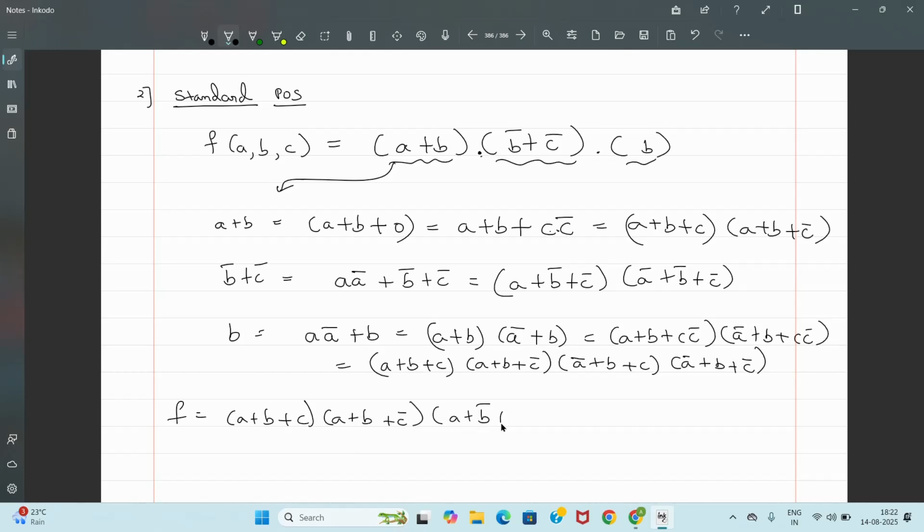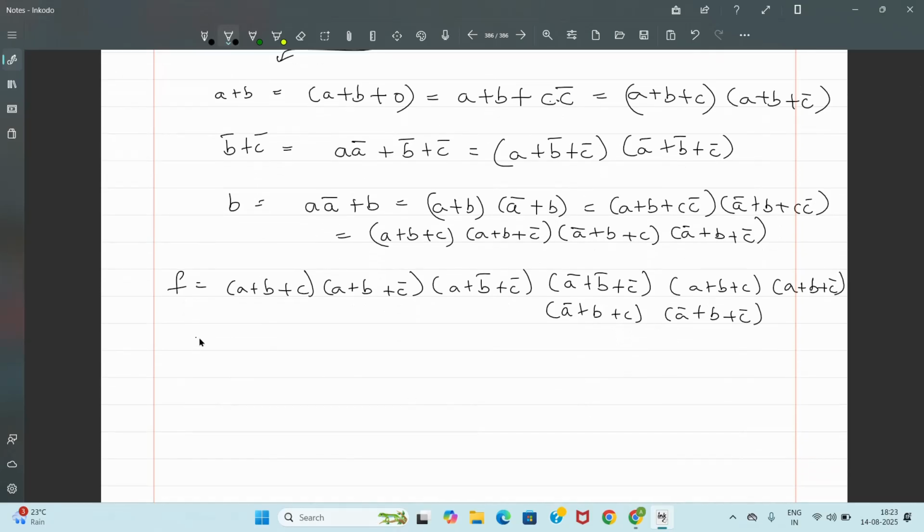These are the first two, then the second one, and the last one. Okay. Again, the condition remains same. Do not repeat the terms. If there are repetitions, eliminate them. Keep it only once.